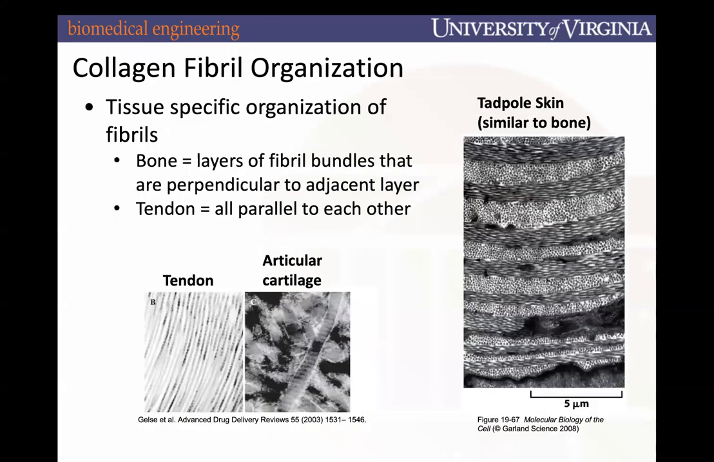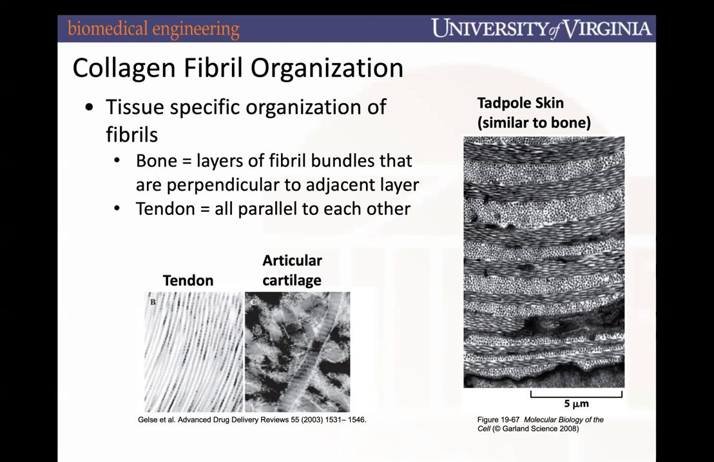And so once we have our collagen fibers, the way in which these fibers are oriented within our tissue is really important and dependent on what tissue it is. One example here is tadpole skin, which has a similar orientation to our bone. Collagen fibers are oriented in sheets that are perpendicular to each other, one after the other.